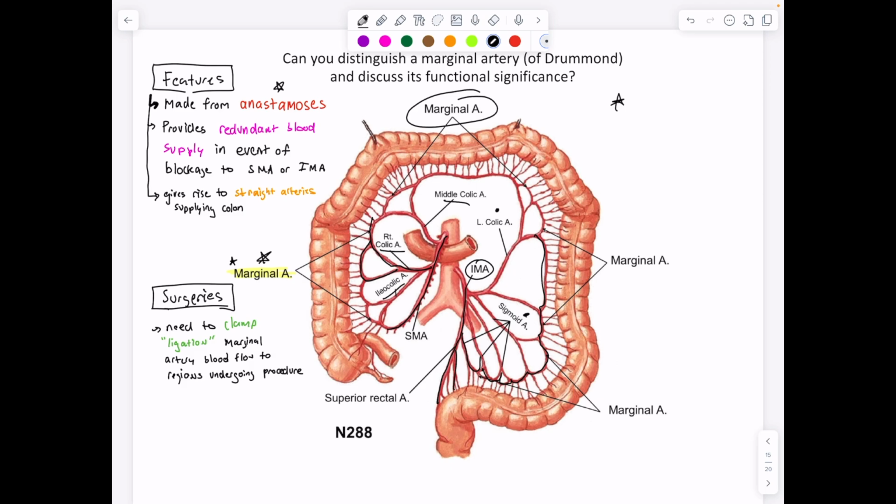And then it provides redundant blood supply in the event of thrombosis, aka blockage, to either of the superior mesenteric or inferior mesenteric artery. And so if you have a blockage here, then this region over here is still going to get blood supply, right? You still have anastomoses within the walls.